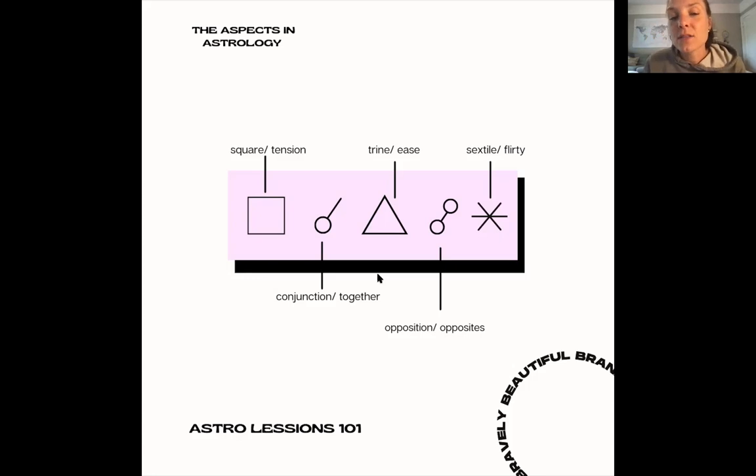So that happens when they are within an 8-degree orb. Now, what's an orb? That's the space between the planets, which I will also show you on the chart. But between 0 and 8 is a conjunction. 0 degrees is a tight or close conjunction. If you have planets in your chart that are at the exact same degree in the same sign, you have a conjunction.